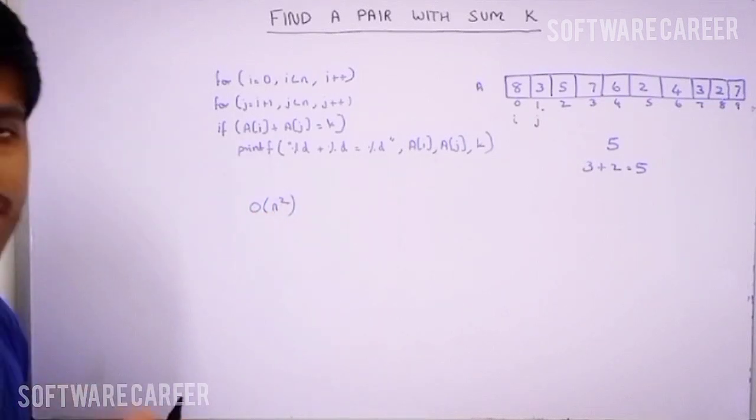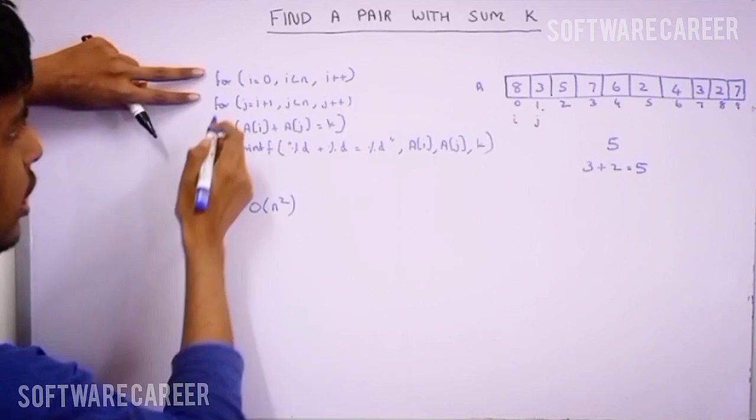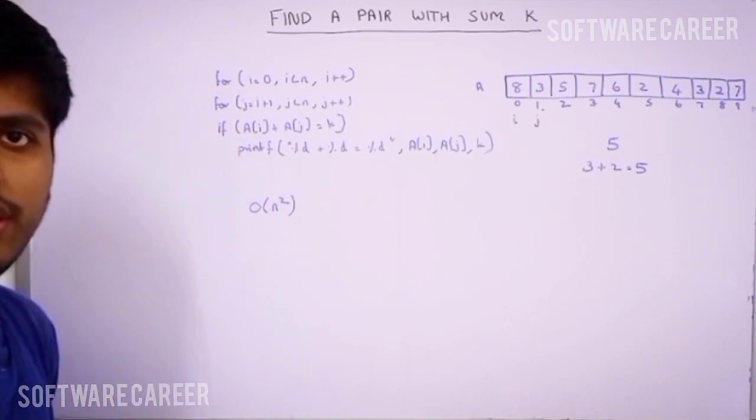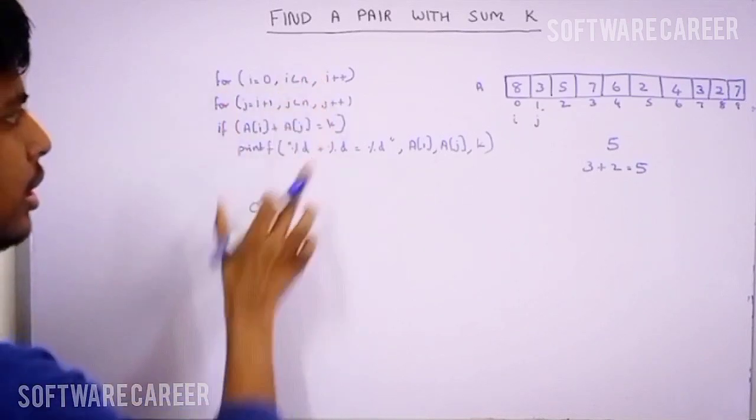Why O of n square? We can find the time complexity in two ways. One is that there are two for loops, so two for loops means n into n, n square. The other method is to analyze the code.